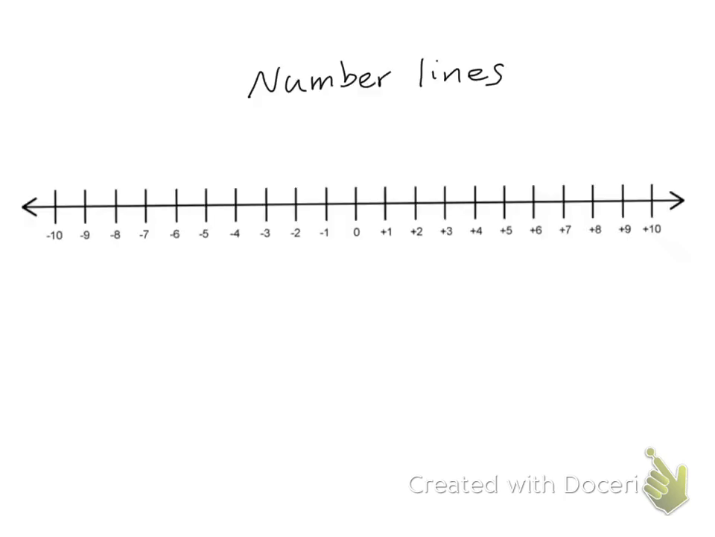A number line is a line that shows numbers at certain distances from 0. On this number line, we have the numbers from 0 to positive 10 and from 0 to negative 10. The space or distance between each number is what we call a unit segment, because it's just one segment of the whole line. The numbers to the left of 0 we call negative numbers, and the numbers to the right of 0 are called positive numbers.